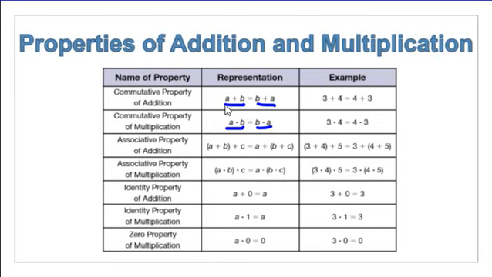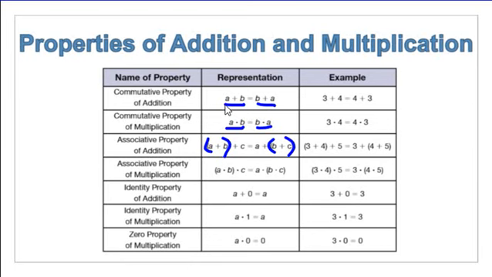The associative property of addition and multiplication, the order of the numbers stays the same. You're just moving the parentheses around a different group. So for association, think of parentheses, you're grouping things together. So here, the first one, a and b has the parentheses around. That's the same as putting the parentheses around b plus c, and you're still adding the a to it.